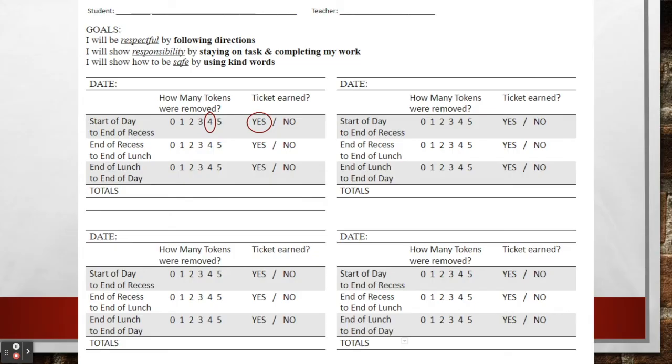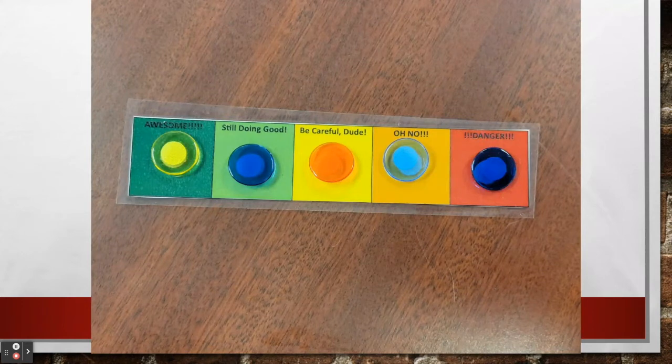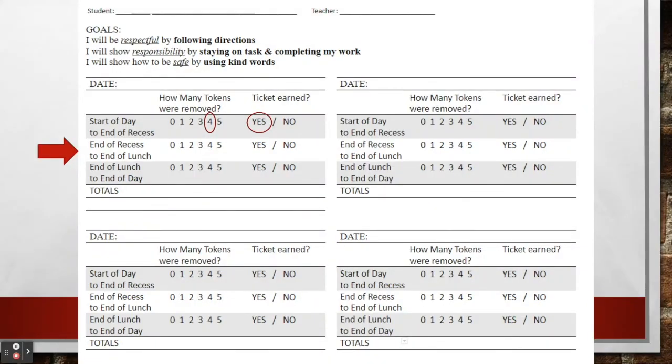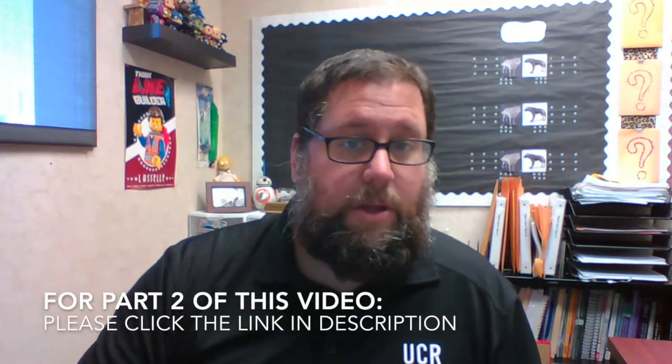What we want to do is document how many tokens did we have to remove on this day during this time period, and did the child earn a ticket? So here you can see that 4 tokens were removed, and yes, the child did earn a ticket, all right? Once we've documented that, we're going to give the ticket to the child, of course, and then we're going to come back and replenish the token board. We are now starting a new block of time, and the child once again has 5 prompts to be able to move through. All right. We are now going to move to the second time period within the day, and we are going to continue and repeat this intervention from the end of recess up to the end of lunch.